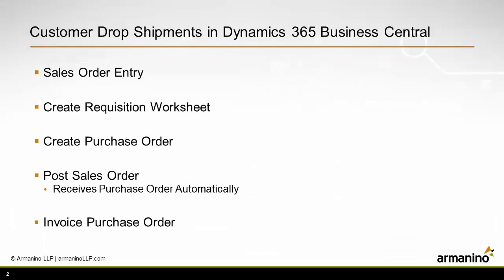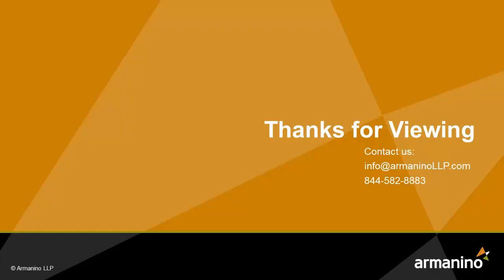So this was the entire customer drop shipment process in Dynamics 365 Business Central. I created a sales order. I took that information and created a requisition worksheet, which then created a purchase order. Once the vendor indicated to me that he'd shipped the items to the customer, I went back into the sales order, I shipped it, and I invoiced it. This automatically updated the purchase order, indicating that the purchase order had been received. I then went into the purchase order and I invoiced that purchase order. And that's the complete process.